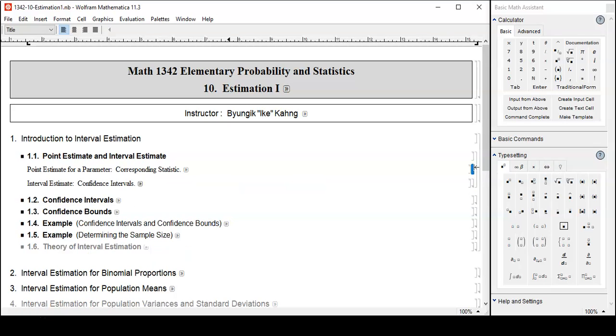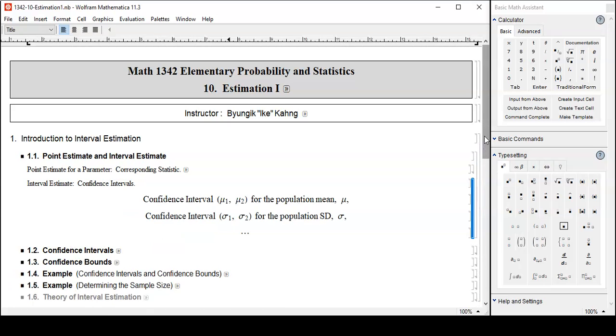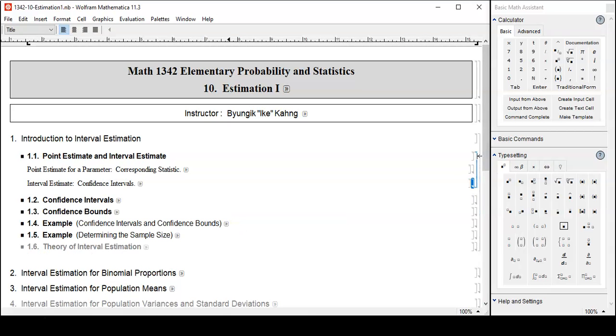Now, what is the interval estimate? There are several interval estimations, but at this level, we're going to do only confidence intervals. There are other interval estimations too, prediction intervals, tolerance intervals, and things like those, but those are for upper level stat courses. Prediction intervals for 3000 level and tolerance interval probably even higher. In this course, we do only confidence intervals.